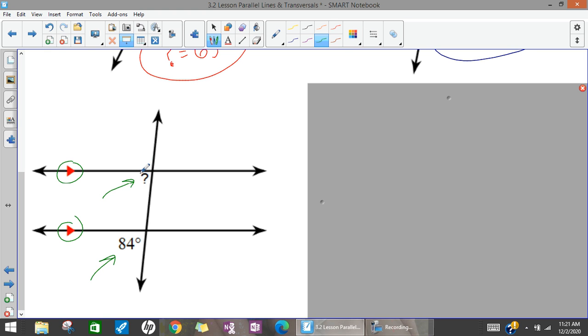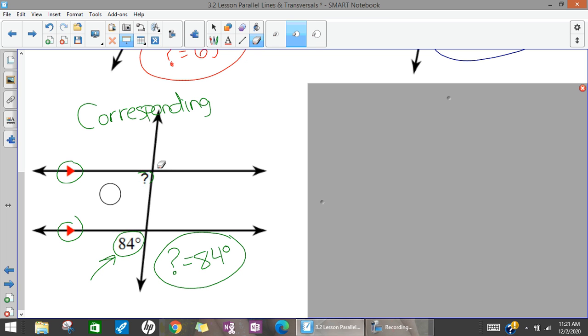I have 4 angles in this part of the picture, 4 angles in this part. Question mark is the bottom left angle. 84 is the bottom left angle. That means those are corresponding angles. And we just talked about corresponding angles being congruent, and so that means that question mark is equal to 84 degrees. And again, I want to show you that if I put an arc, that means that those angles are congruent.